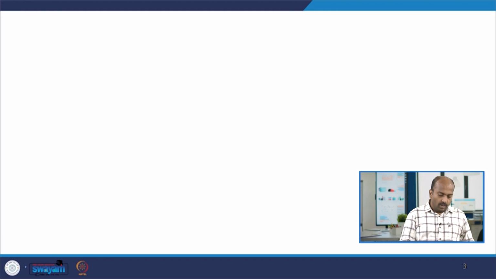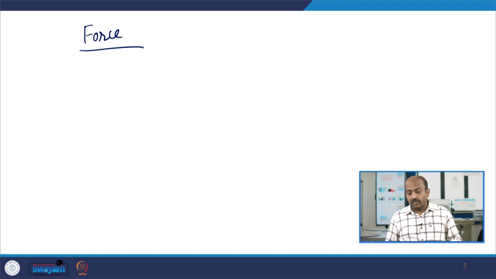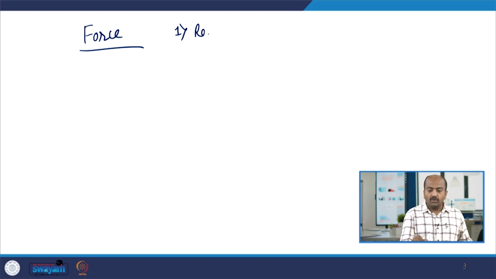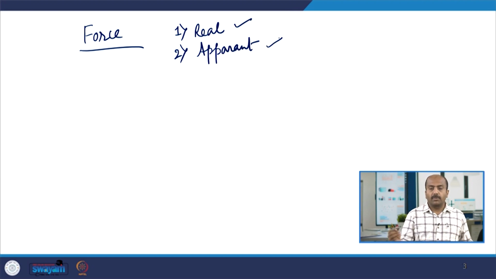What is a force? Force is something which moves an object from one point to another point, right. And what are the forces which are relevant for describing motion in atmosphere? If you look at the basic nature of force, it can be characterized into two different types. One type is the real force, the second type is apparent. There are real forces and there are apparent forces.